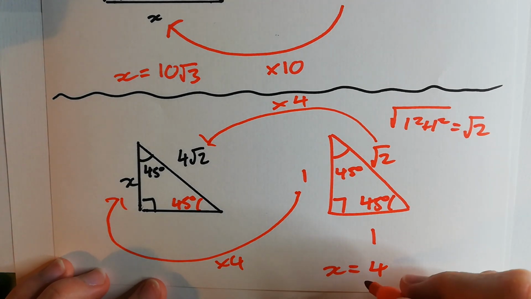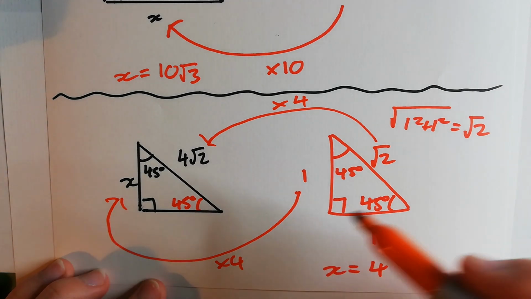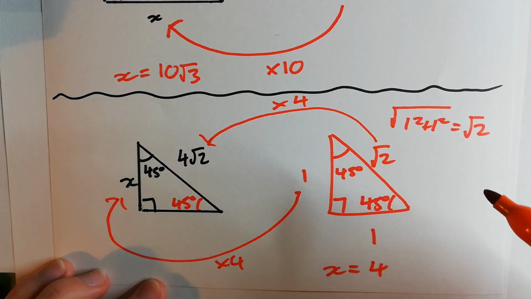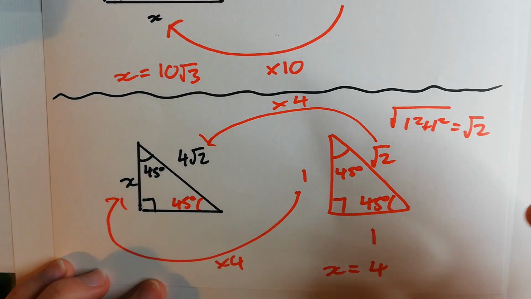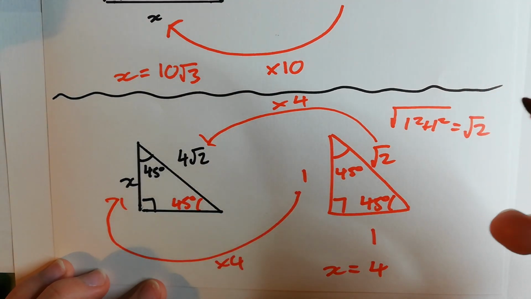Now this method is much quicker and arguably easier than the method of memorizing each individual exact value and using each exact value to then work it out, which requires you to rearrange your solutions, whereas this gives straight away what x equals.